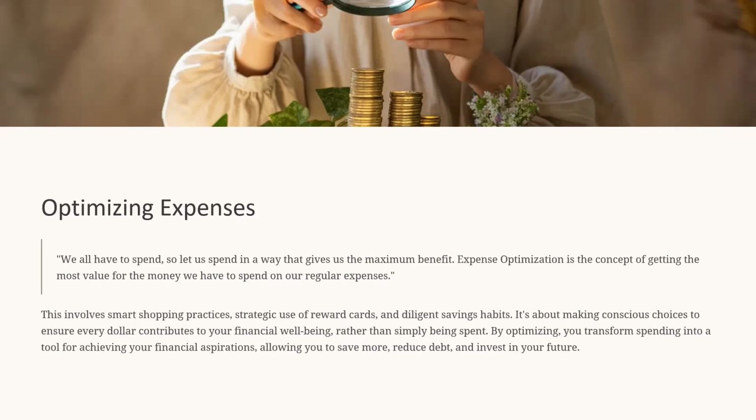And if we're able to optimize our expenses, then we can really transform how we spend and use our expenses as a tool for achieving our financial goals. It will allow us to save more, it will allow us to reduce our debt, and ultimately even help us in terms of investing and attaining assets for our future.